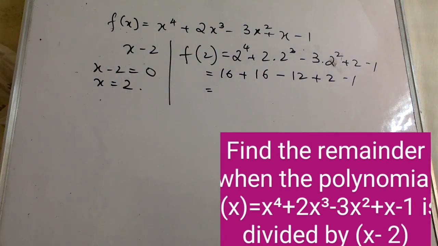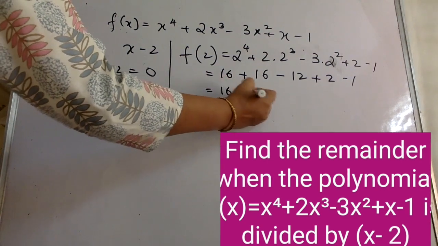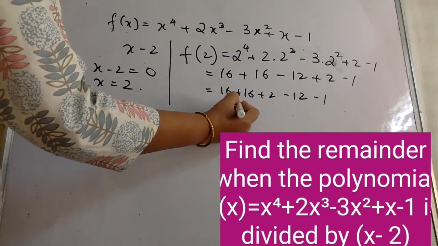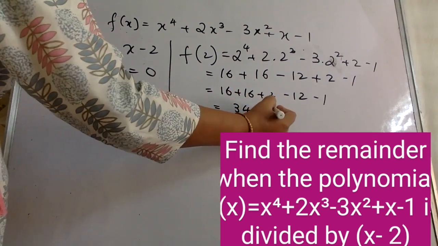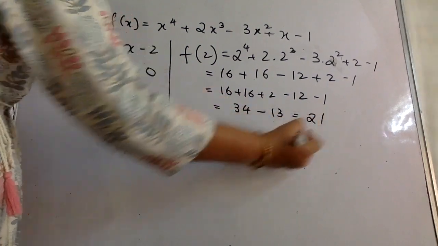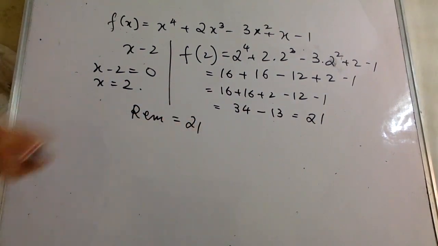So I am going to use BODMAS here very clearly. I'll take all the positives together first. So this is 16 plus 2 minus 12 minus 1, and that gives me 34 minus 13, which is 21. So the remainder is 21. The remainder of this sum is 21.